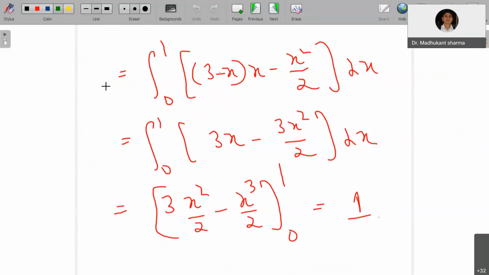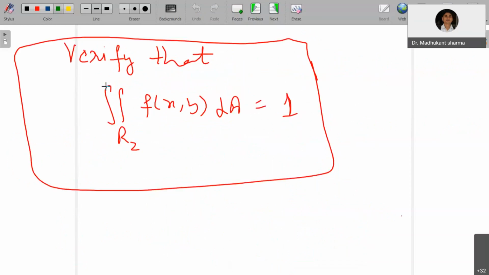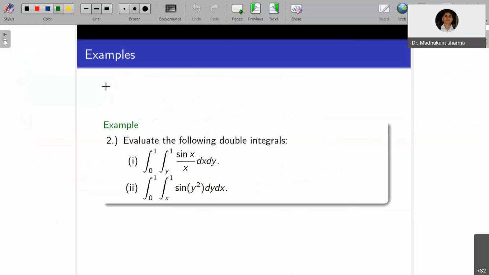So that's the unit volume. I have asked you to verify the following, and I hope you have done that exercise. Now, let's discuss the following examples which require some special attention because of the type of problem. I will go one by one.